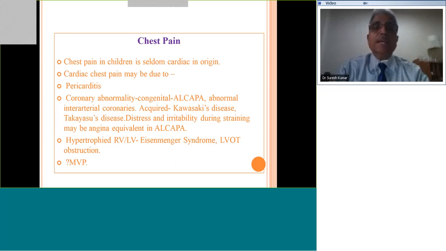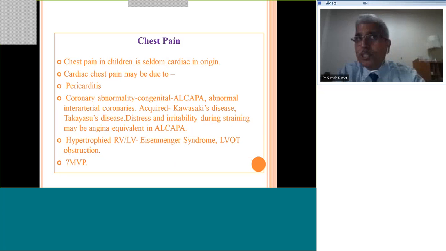Chest pain in children, it's very important to realize, is very, very rarely cardiac. It's very common these days to find parents bringing children with a history of chest pain. I would start with the presumption that this is going to be non-cardiac. Children run around, play, and musculoskeletal pain from somewhere in the chest wall is the commonest cause for chest pain in a child. Very uncommonly, repeat, very uncommonly, there could be a cardiac reason for chest pain in a child.